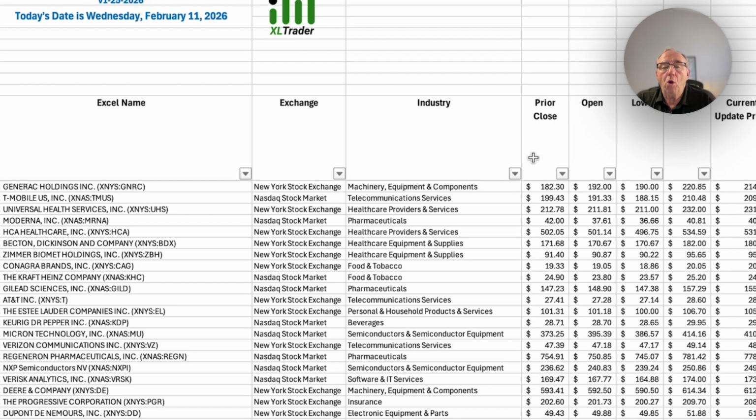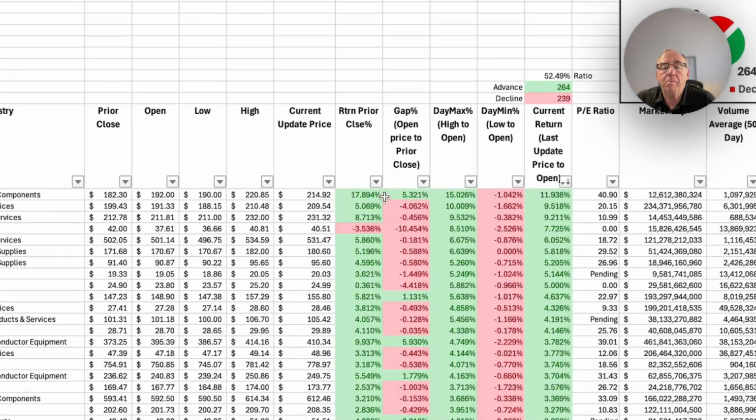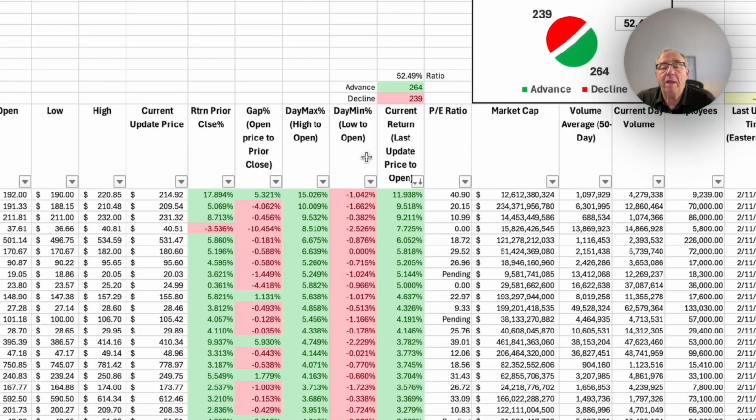Prior close, the open, low, high of the day, and then the current price at the update time. The close percent for the return on the prior day. The gap percent for the day, in other words, did the price open above or below the prior day close, maximum gain percentage for the day, the minimum drawdown for the day in percent.